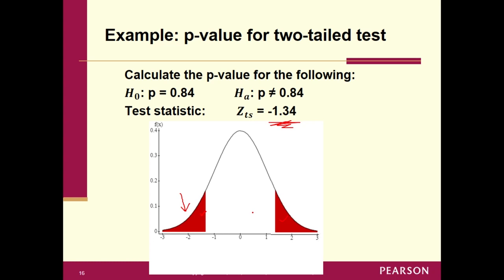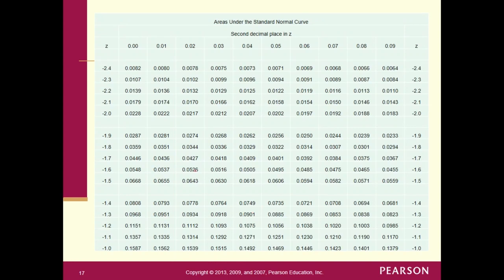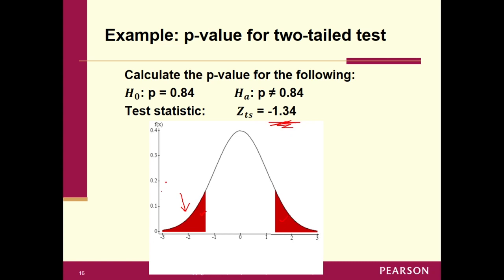Negative 1.34. Negative 1.34. Let's take a look. Where is that? Looks like about right there. So what does that 0.0901 represent? That is not the p-value. What that represents is this area right here.